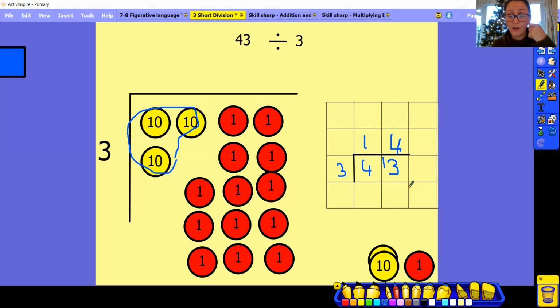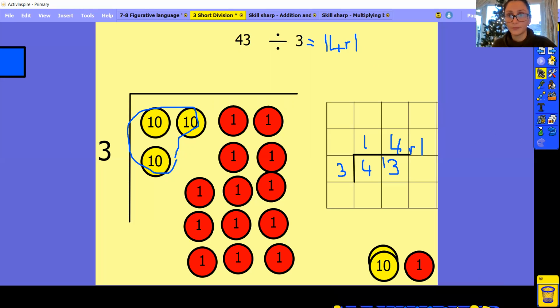However, we've got 12 and we have 13 here, but we can't make another equal group of it. So we've got 14, remainder 1. So 43 divided by 3 equals 14, remainder 1. Okay, tricky stuff.